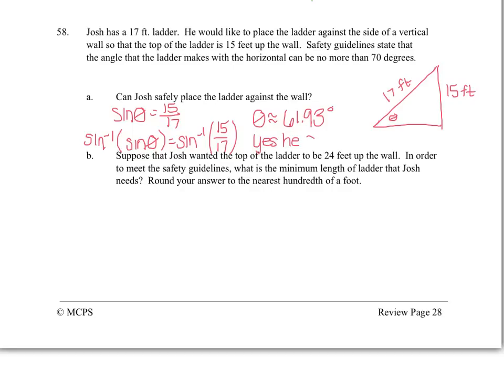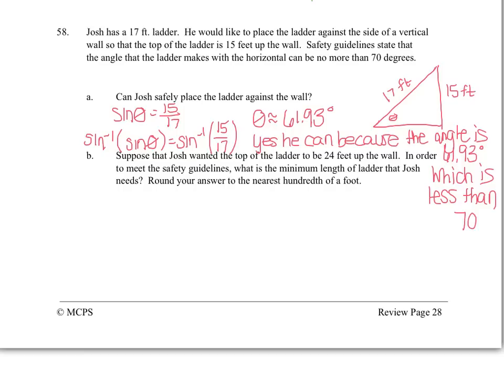So can Josh safely place the ladder against the wall? Yes, he can. And you should state why. So yes, he can, because the angle is 61.93 degrees, which is less than 70 degrees.